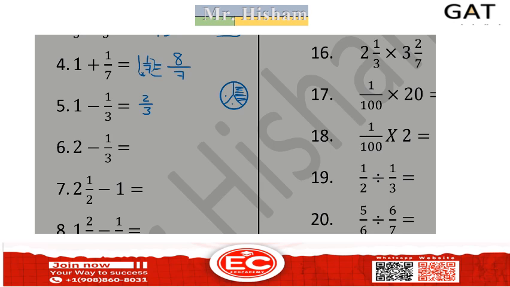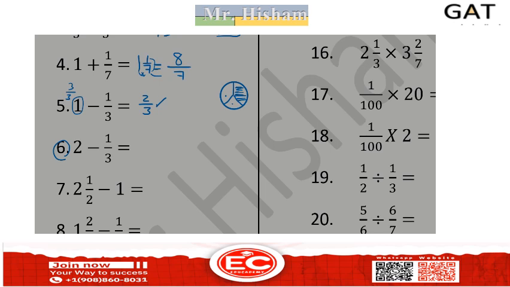But what else, Mr. Hisham? I can write this 1 as 3 over 3, because 1 can be written as 3 over 3, 4 over 4, 5 over 5. Then 3 over 3 minus 1 over 3 is 2 over 3. But it's not the same idea in number 6, which is 2 minus a third.